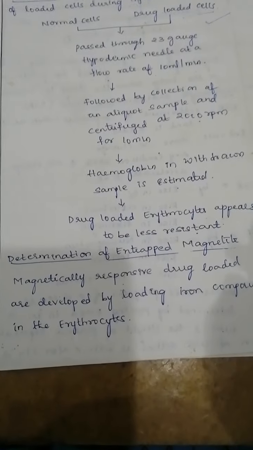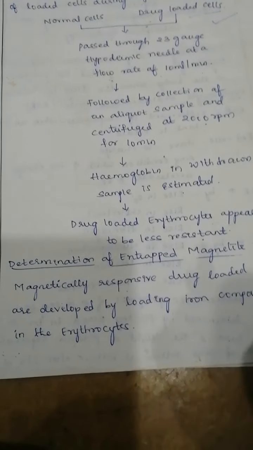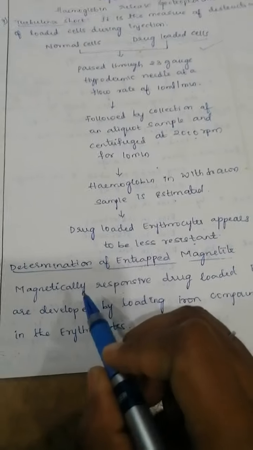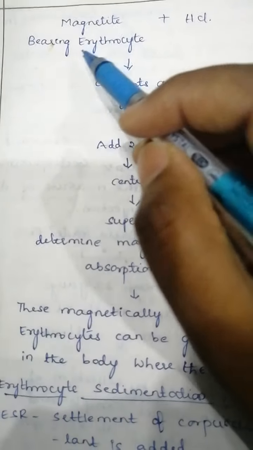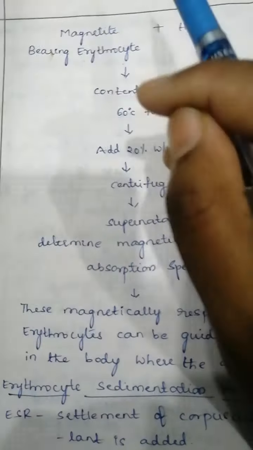Next, determination of entrapped magnetite. Here entrapped magnetite is nothing but in the RBC we are going to load the drug along with the magnetite, that is a small iron piece will be kept in that. Okay, so the magnetically responsive drug loaded erythrocytes are developed by loading an iron compound, that is magnetite, in the erythrocytes. So here, in the magnetite bearing erythrocyte, along with the drug we are keeping a small magnet, that is nothing but the iron piece.